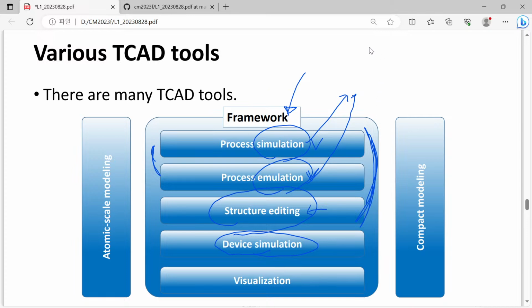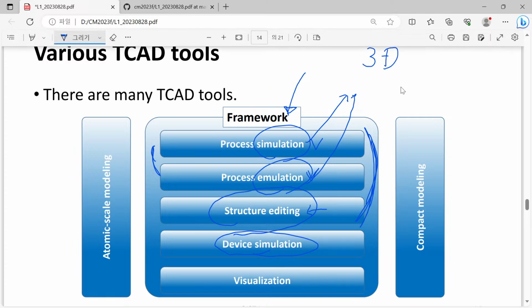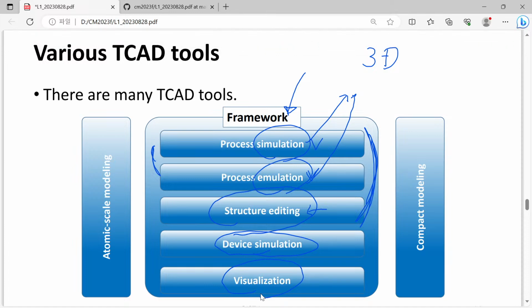So usually this information is 3D volumetric data. So we have to visualize this three-dimensional data. Then we have to have a visualizer for this kind of data. This is a traditional scope of our TCAD framework. But nowadays, I want to say that we have a wider definition of TCAD.